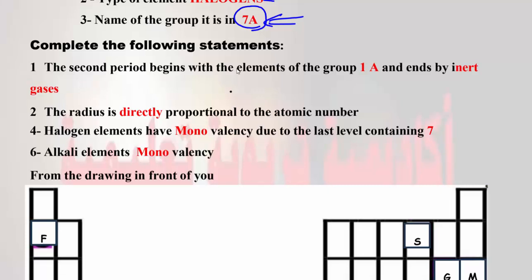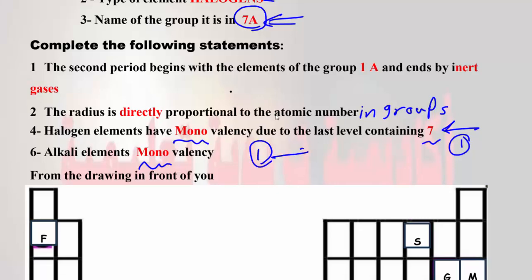Complete the following statements. The second period begins with the elements of group 1A and ends with inert gases. The atomic radius is directly proportional to the atomic number in groups. Halogen elements are monovalent because the last energy level contains 7 electrons, so it gains 1 electron. Alkali elements are monovalent because they lose 1 electron, the one in the last level.